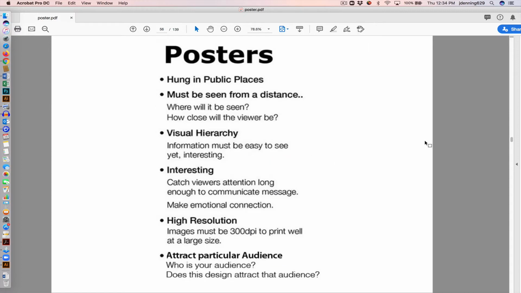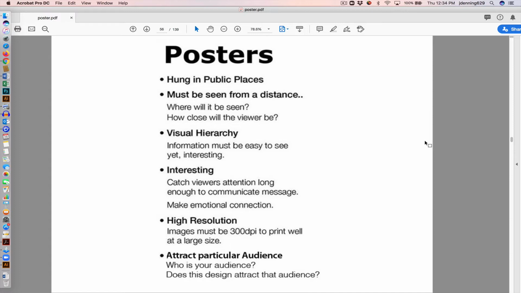Posters are often hung in public places. They're seen from a distance. And so the designer has to consider where will it be seen and how close will the viewer be. There's always visual hierarchy because the information has to be easy to see and interesting. It has to catch the viewer's attention long enough to communicate the message, and it has to make an emotional connection.